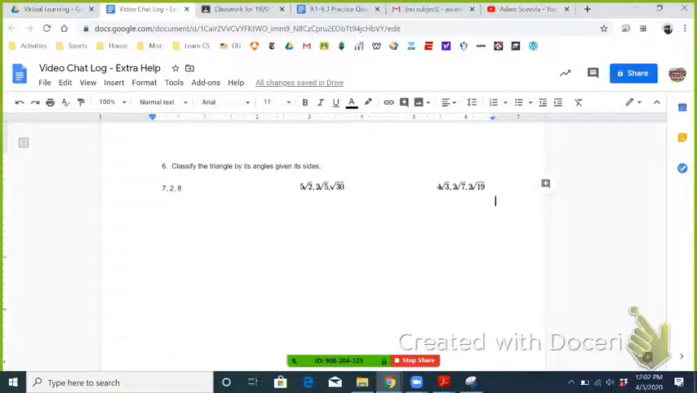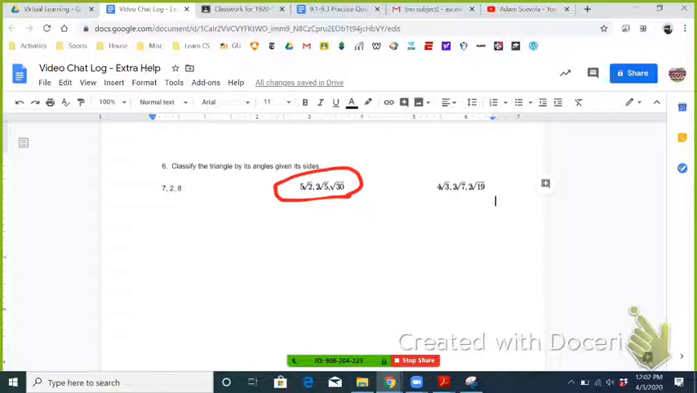Okay, now in this next middle example, right here, 5 root 2, 2 root 5, and root 30, the tricky part when everything is in radical form is deciding which side is the biggest, because it's kind of hard to figure out: is root 30 bigger or smaller than 2 times root 5? I don't know. And there are ways to figure it out.